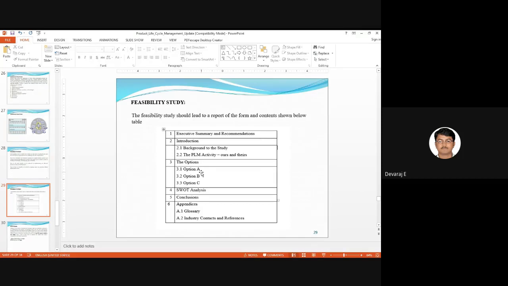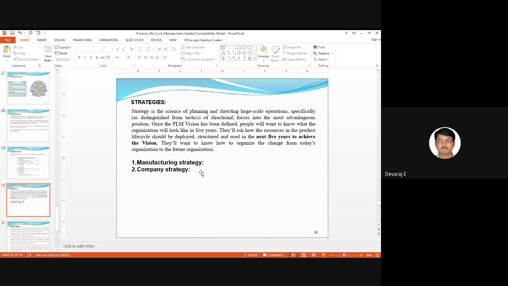What is a feasibility study? Yes, sir. It's very important. Next we'll go for strategies. Can anyone tell what strategies are?